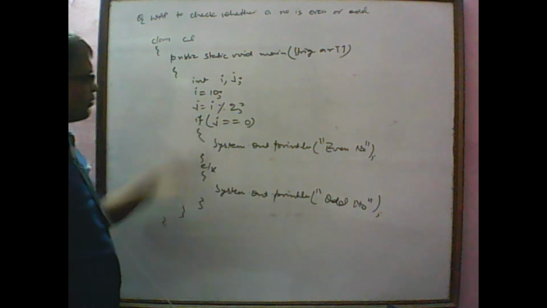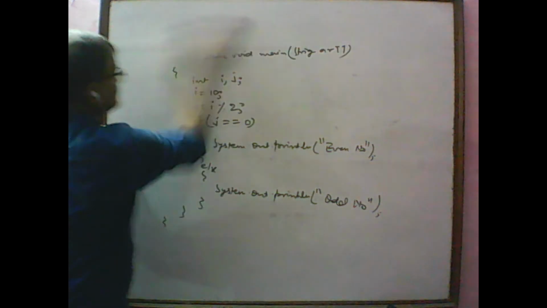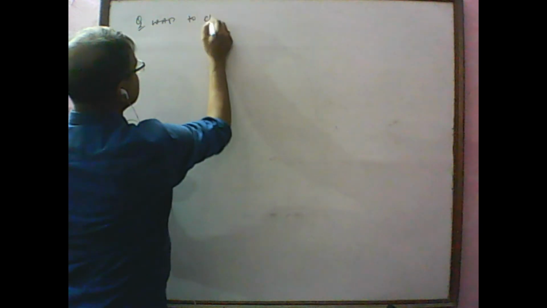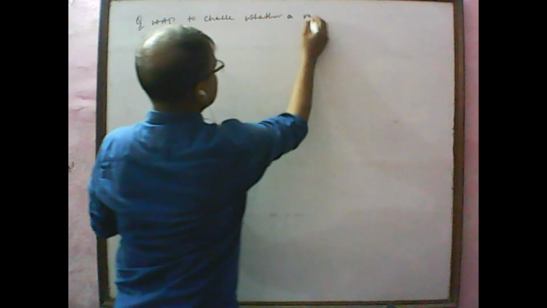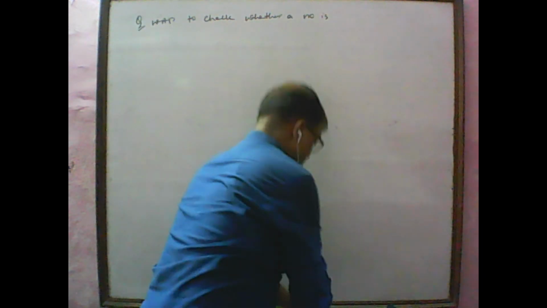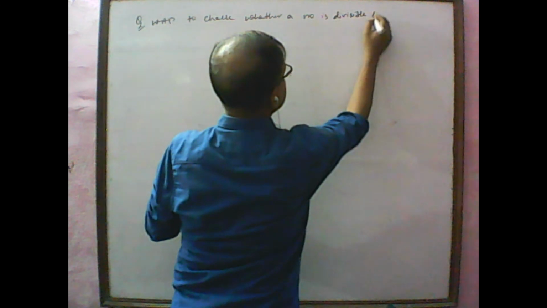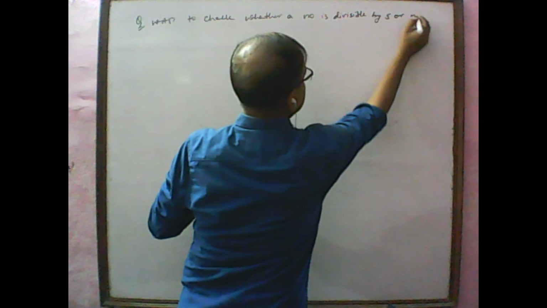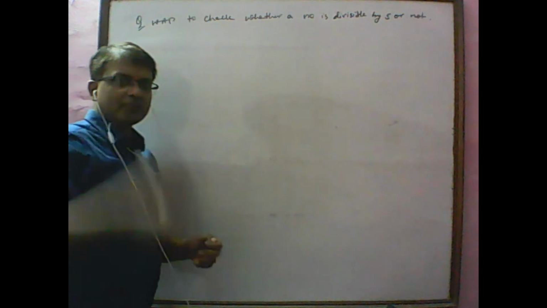Let's discuss one more problem of this type. Question is, write a program to check whether a number is divisible by 5 or not. Divisible by 5 or not. How can you check the number is divisible by 5?